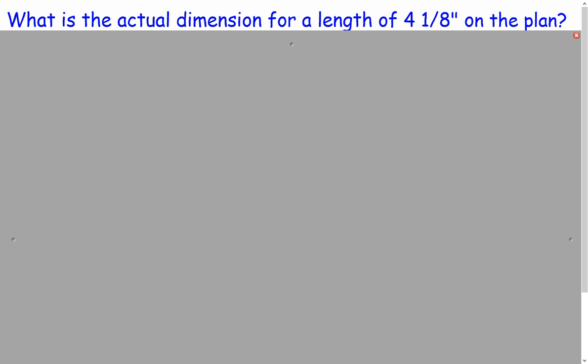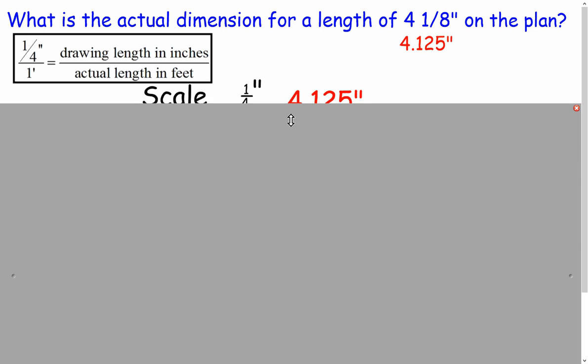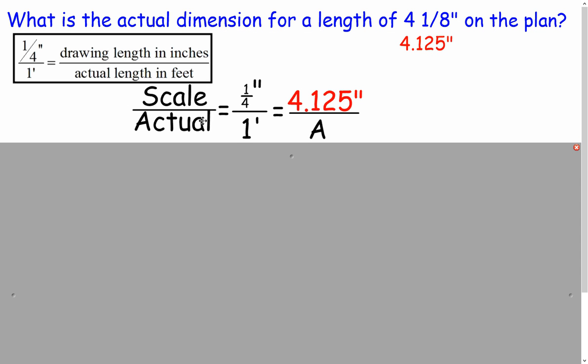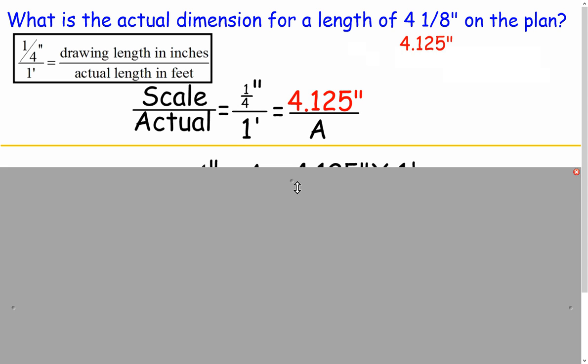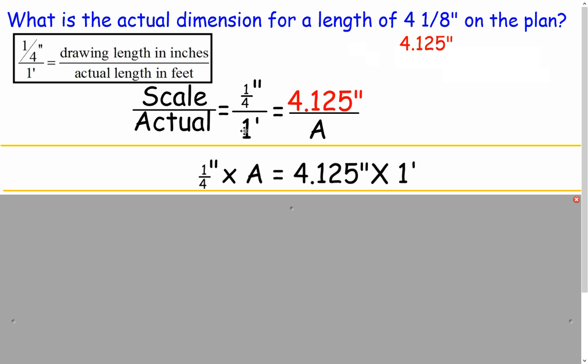Here's another example. What's the actual dimension for a length of 4 1/8 inches on a plan? We have the same scale as before, scale over actual, 1/4 inch over 1 foot. 4 1/8 inches is 4.125 inches. If you can't remember that, do 1 divided by 8 on the calculator and you'll get 0.125. So we're going to cross multiply again: 1/4 inch times A equals 1 foot times 4.125 inches.